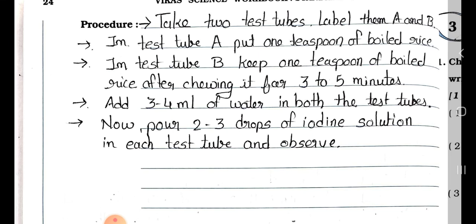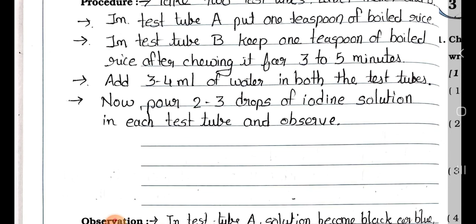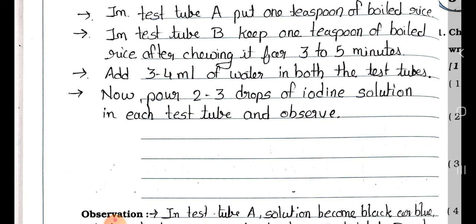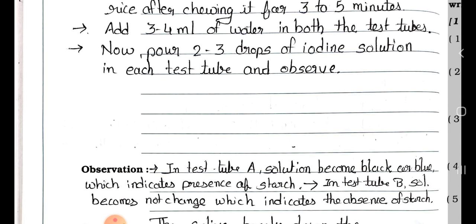Add 3 to 4 ml of water in both the test tubes. Now next point. Now pour 2-3 drops of iodine solution in each test tube and observe. Here you have to add iodine solution, 2-3 drops. Okay. Which solution you have to add? Iodine solution and 2-3 drops.